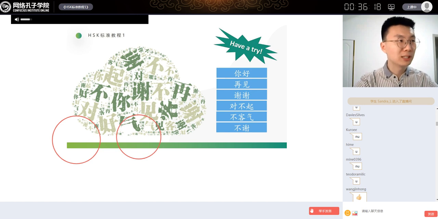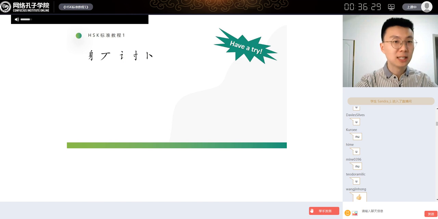不对, very good. 不对也可以. 不对 means not right, not correct. Okay, so here let's look at this. Now I split the Chinese characters into many parts. Can you see what new words or phrases this is? 这是什么, can you find? It's a phrase. 这是什么, what's this? Yes, very good. 不屑, good.